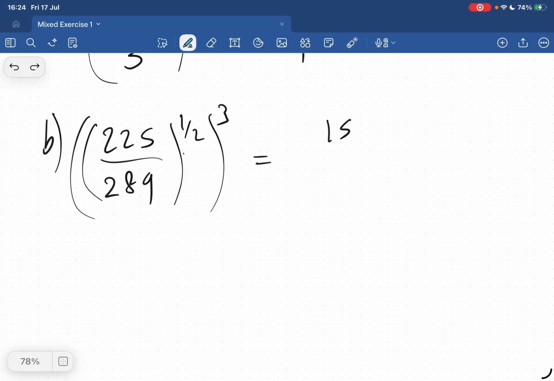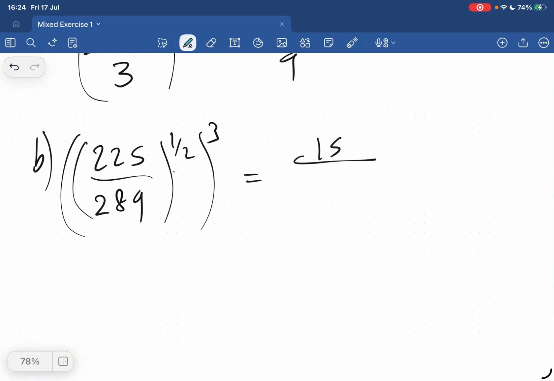So 15 squared. Obviously I can put square root 289 in my calculator and see what it comes out as, but we're not going to do that. We're going to have a little think of how we can best figure out what this is. Is it going to be 16 squared? Because it's close to 225. No, it's not. Why not? Well, because this will end in a 6, because we've got 6 times 6, 36.